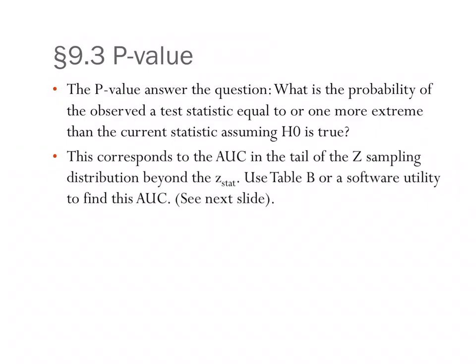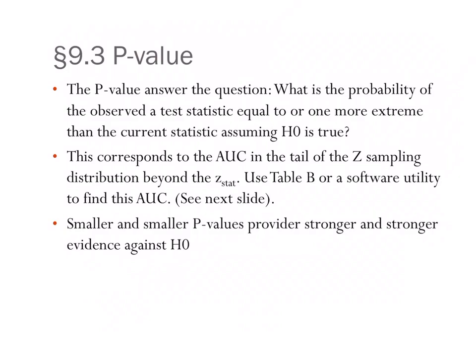The way we do this is it corresponds to the AUC, the area under the curve, in the tail of the z sampling distribution beyond the z-stat. So we're going to use table B, or if you have a graphing calculator or computer software, you can use it to find the area under the curve.